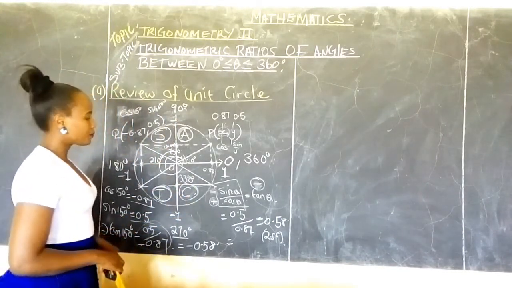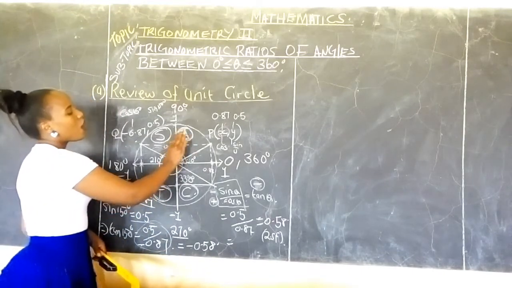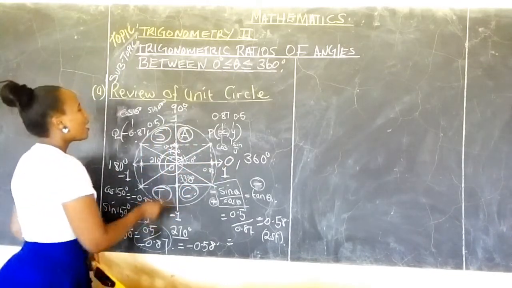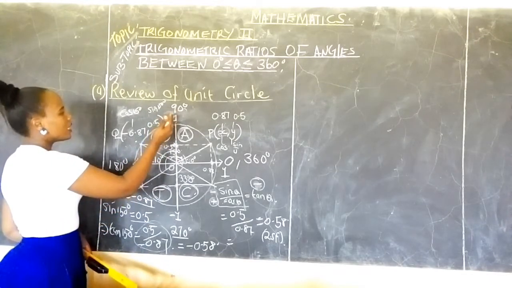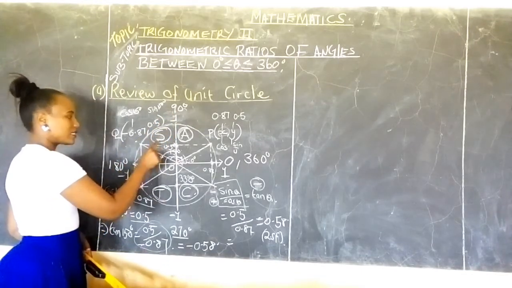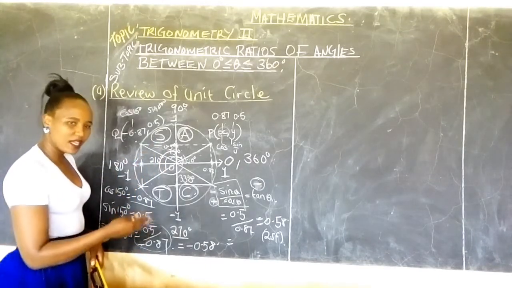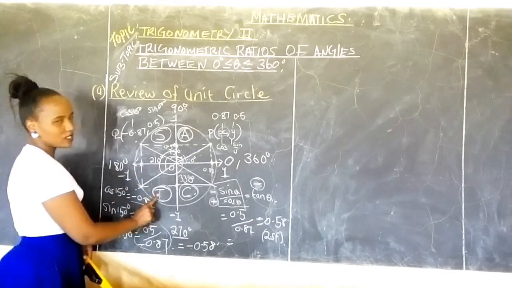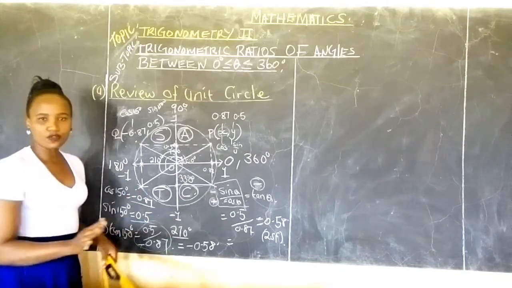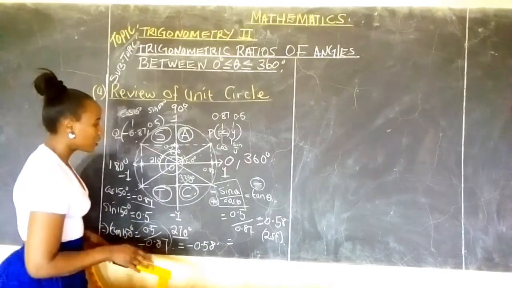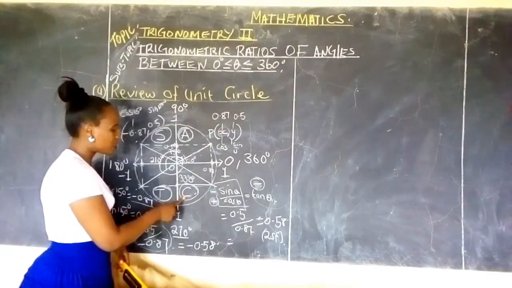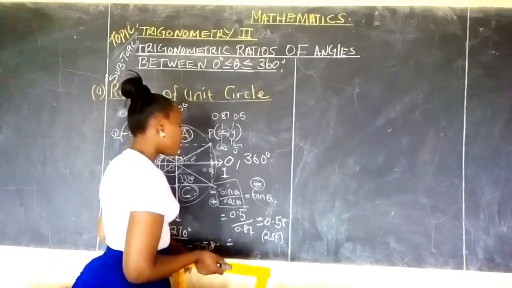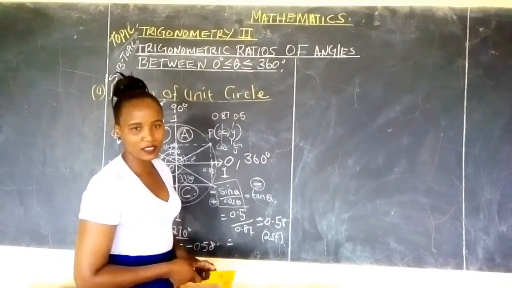So what can we say? In the first quadrant, all the trigonometric ratios of angles between 0 and 90 are positive. In the second quadrant, angles between 90 and 180 degrees, only sine is positive, and the rest are negative. In the third quadrant, only tangent is positive and the rest of the trigonometric ratios are negative. And lastly, in the fourth quadrant, only cosine is positive, the rest are negative, right?